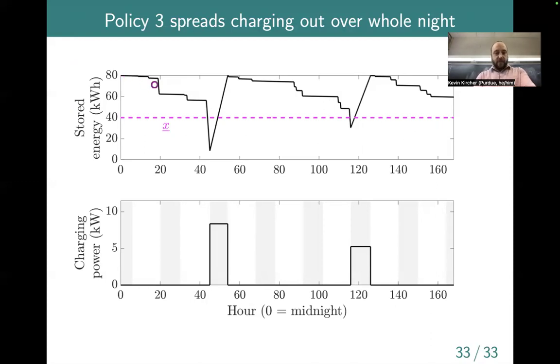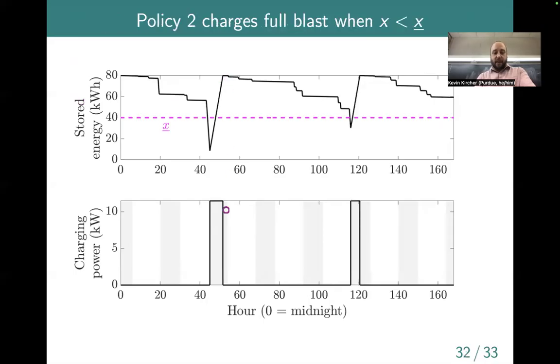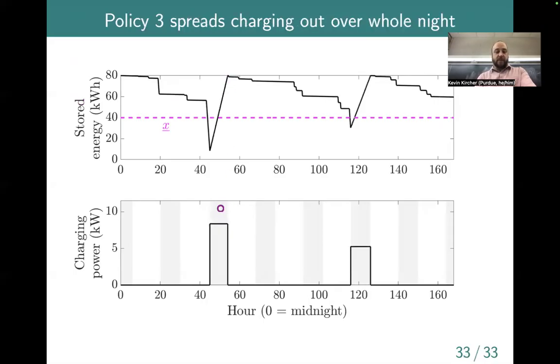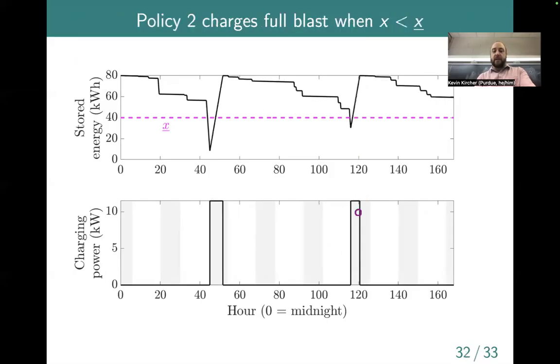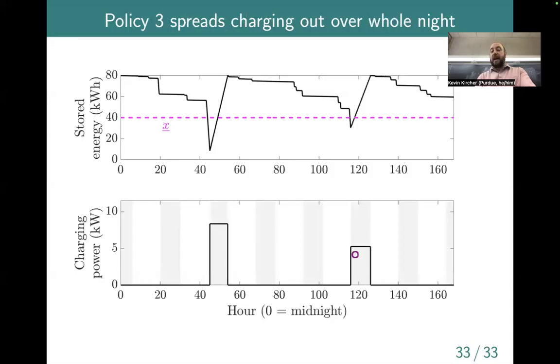So here we're driving, we deplete the battery, eventually we drop below the minimum threshold. Okay, now we charge. And this actually looks just like policy number 2 because we pretty much have to charge full blast in order to fill the battery in one night. So it's not quite the same, but it's pretty close. But over here, this charging period will look quite different. So here we charge full blast for half the night, and here we charge at about half power, but for the whole night.